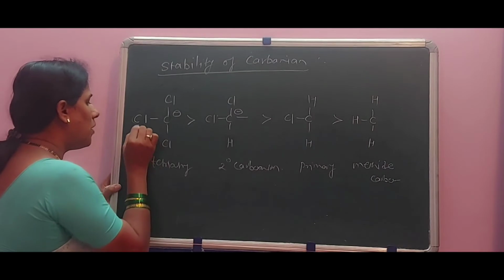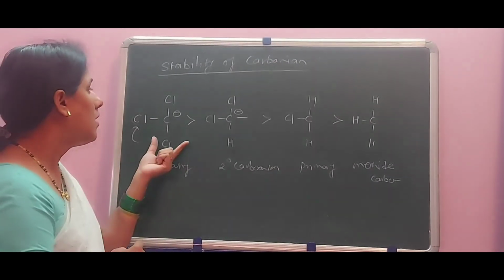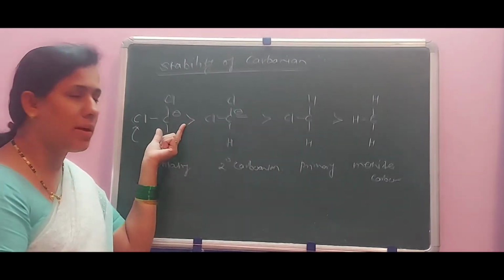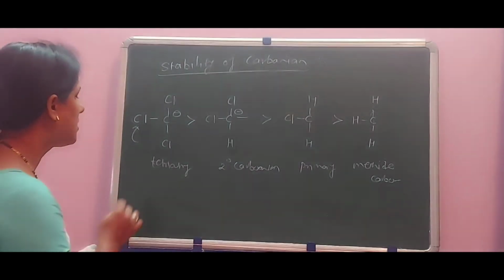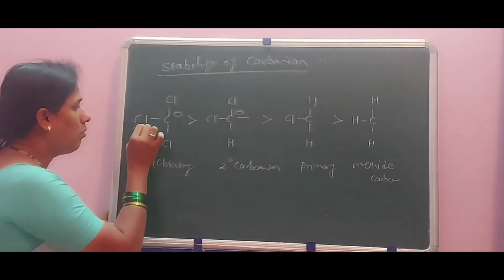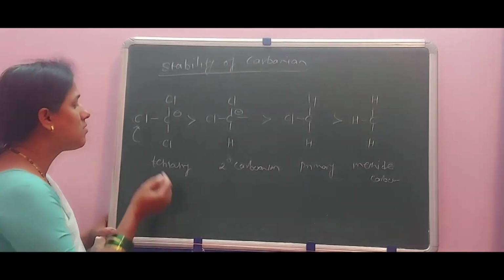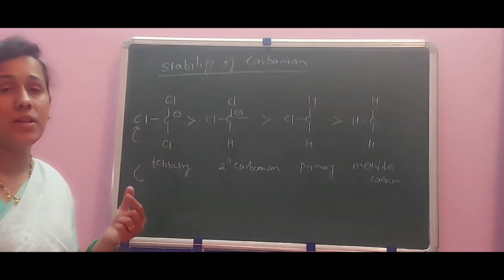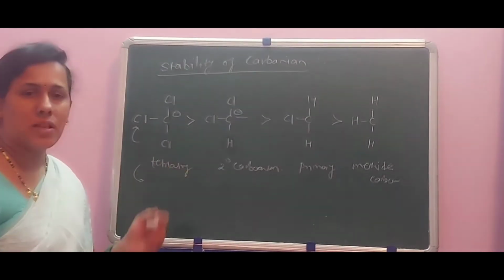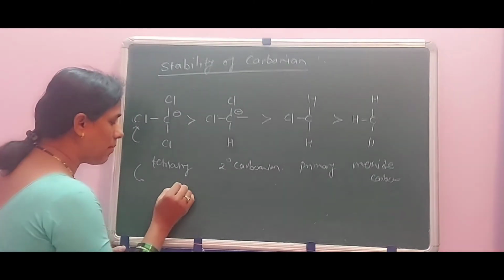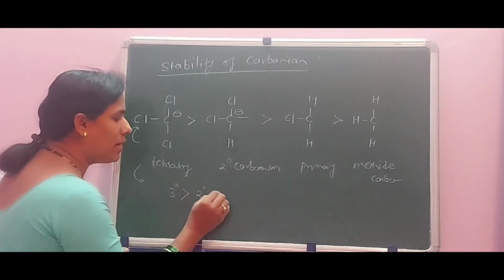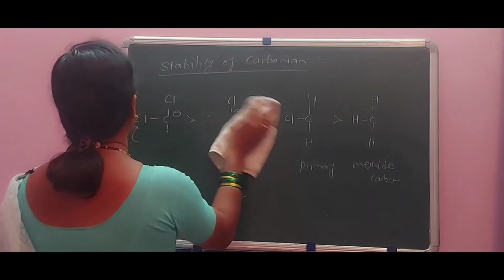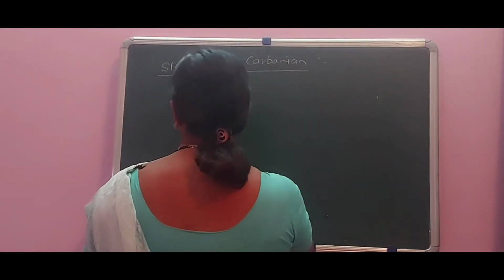Thus, as the electron withdrawing groups increase, they stabilize the negative charge of this carbanion, which gets stabilized by the presence of these groups. We say it is the negative inductive effect, which enhances the negative character of this carbanion, thereby increasing its stability. Thus, the 3 degree carbanion is greater than the 2 degree, which is greater than the 1 degree carbanion. Okay, now we are going to discuss the next example.